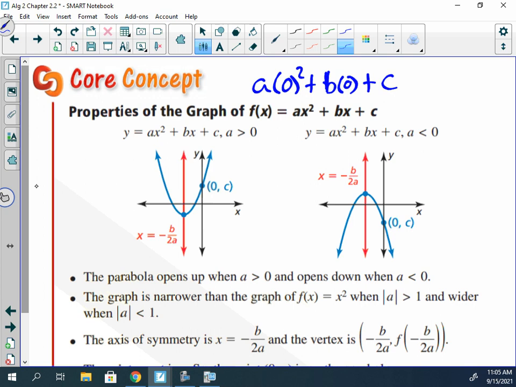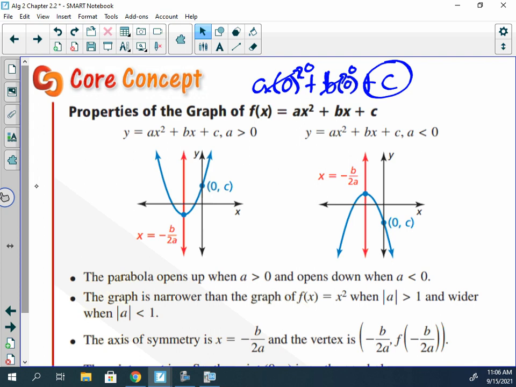Here I'm going to use a, b, and c for any values of a, b, and c when x is 0. Well, what is a times 0 squared? 0. That's just 0. What's b times 0? So what's left over? When it does cross the y-axis, it's going to be at c, because ax squared plus bx, all of that's going to become 0. We're just left with c. Okay. Any questions on this here before we look at our first example problem?